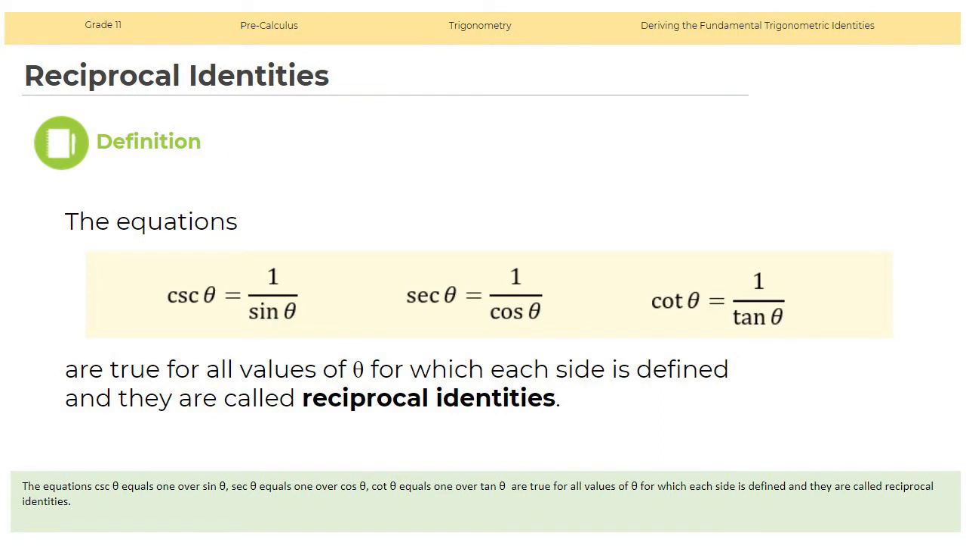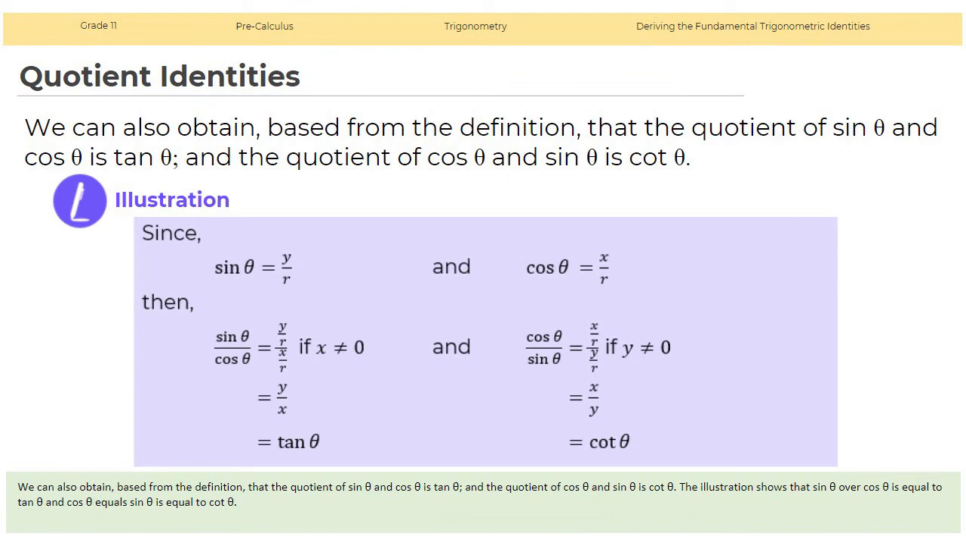The equations cosecant theta equals 1 over sine theta, secant theta equals 1 over cosine theta, and cotangent theta equals 1 over tangent theta are true for all values of theta for which each side is defined, and they are called reciprocal identities. We can also obtain, based on the definition, that the quotient of sine theta and cosine theta is tangent theta, and the quotient of cosine theta and sine theta is cotangent theta.